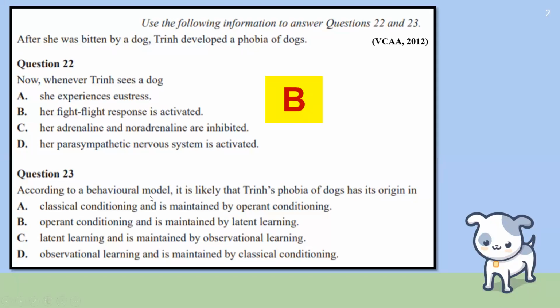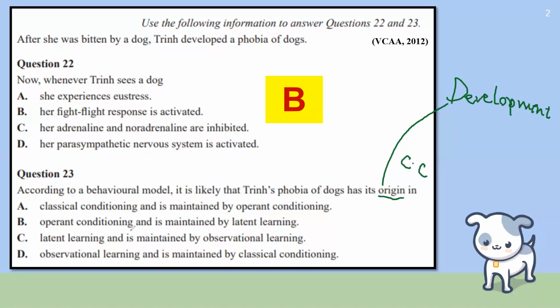For question 23, according to a behavioral model, it is likely that Trin's phobia of dogs has its origin in. So in terms of origin, that's a key word in the question that you need to understand. The word origin means, where does it originate from? Where is it originally or initially established from? And remember yesterday when we were going through some of these, things about precipitation or development of phobias, we said that a phobia is always developed through classical conditioning theory, through the classical conditioning processes. So in this case, the development or the origin of the phobia should be classical conditioning.